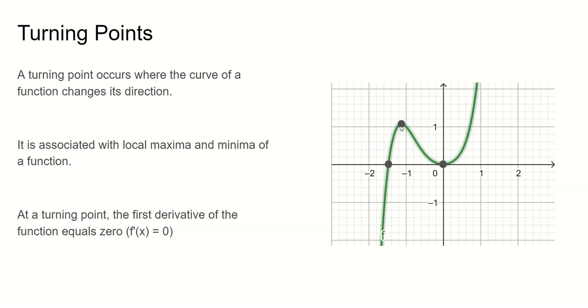And you can also think of this as these points are where the derivative is equal to 0. You cannot say that since the derivative is 0, it's automatically a turning point, but a turning point will have the derivative to be 0.